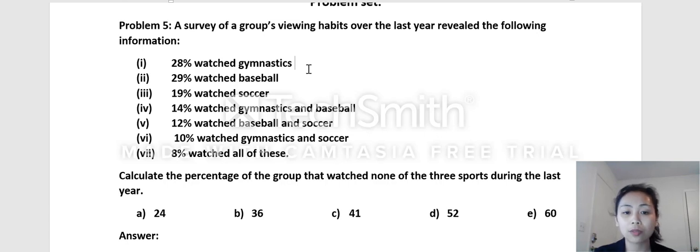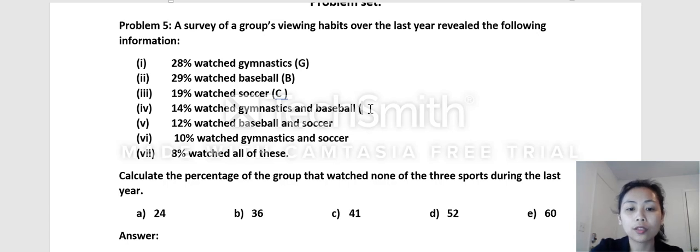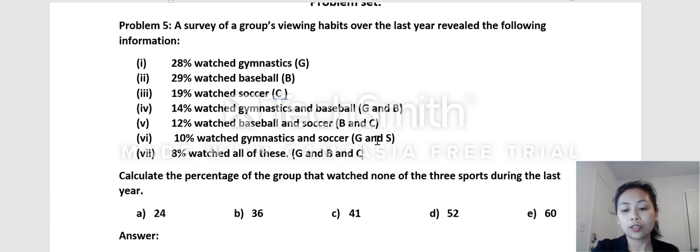So here I'm going to work directly from the question. Gymnastics, I'm going to say that is G. Baseball is B. Soccer, I'm going to use C. And gymnastics and baseball is G and B. Baseball and soccer is B and C. Gymnastics and soccer is G and C. All of these means G and B and C. So again, this question asks for the group that watched none of these 3 sports.